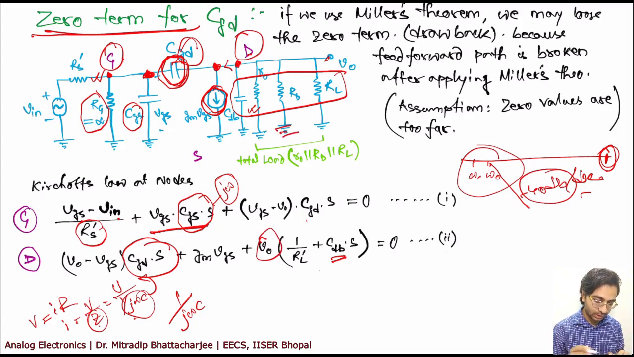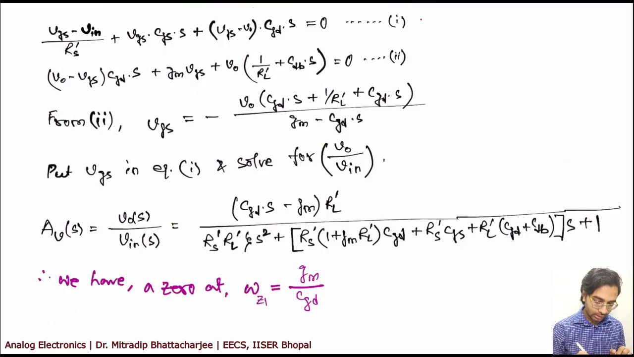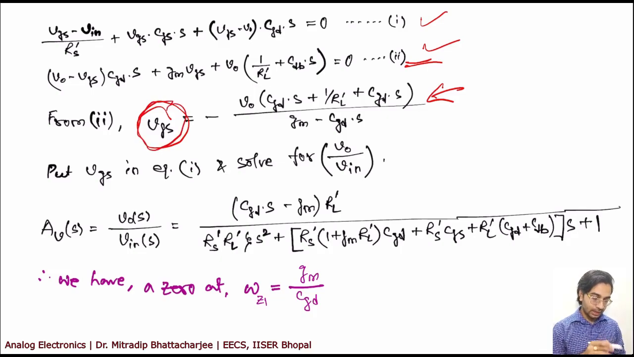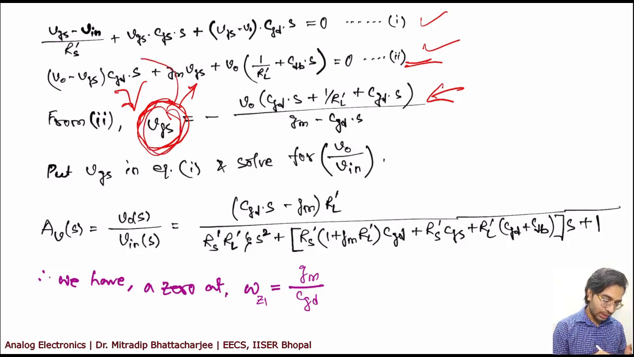Because the other part is ground. So consider these two equations, equation 1 and equation 2. Now from equation 2, you will get the value of VGS, which is something like this. Then replace this VGS value into equation 1. You got this value from equation 2, and now replace this value in equation 1.